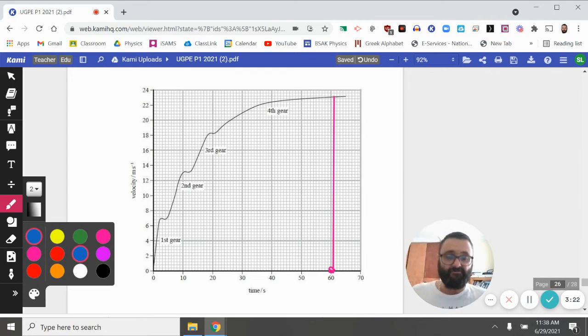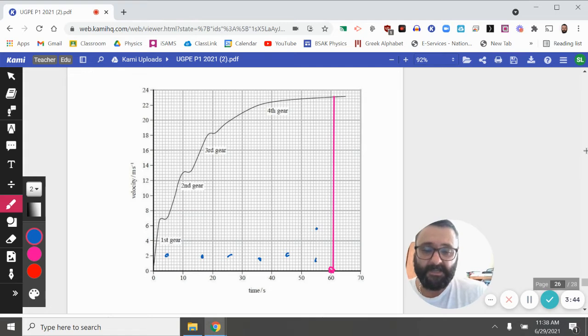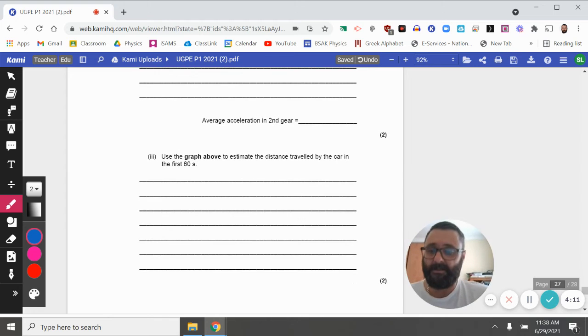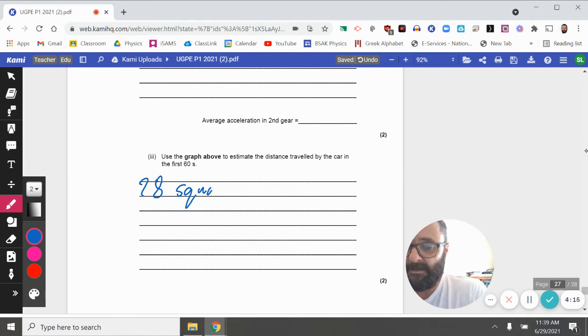Here's a really, really useful life hack for counting squares under a curve. Count the number of full squares, and for partial squares, if it's greater than half, count it. If it's less than half, don't count it. It's as simple as that. So what do we got? 1, 2, 3, 4, 5, 6, 7, 8, 9, 10, 11, 12, 13, 14, 15, 16, 17, 18, 19, 20, 21, 22, 23, 24, 25, 26, 27, 28. This one's less than half. So I reckon 28. That will give you numbers of squares accurate to half a square, I think. So 28 full squares we've got to play with. So the area is 28 full squares.